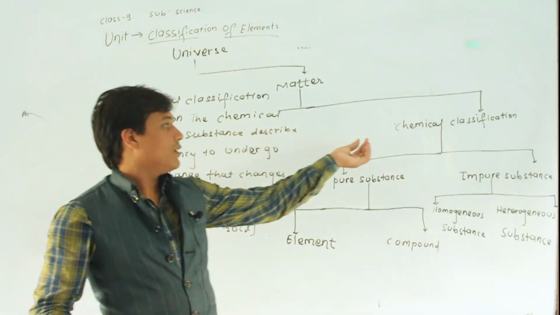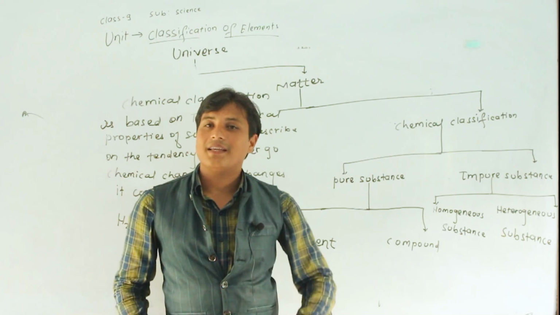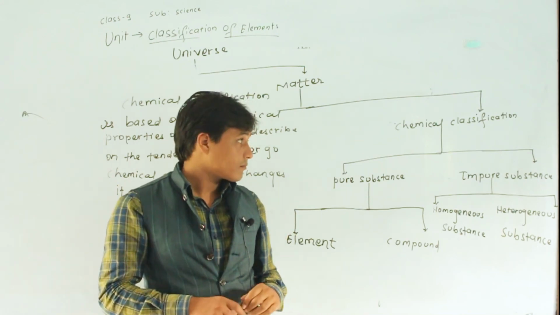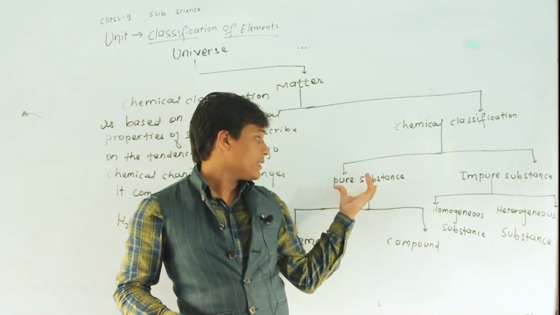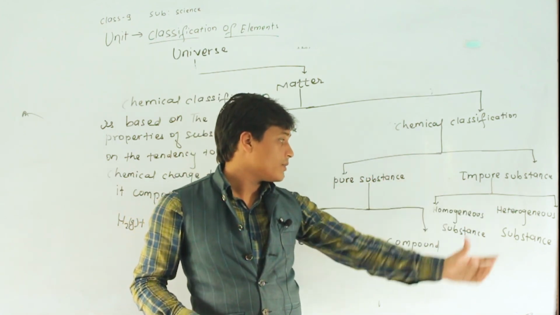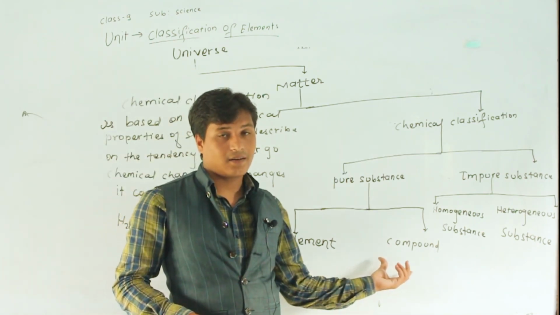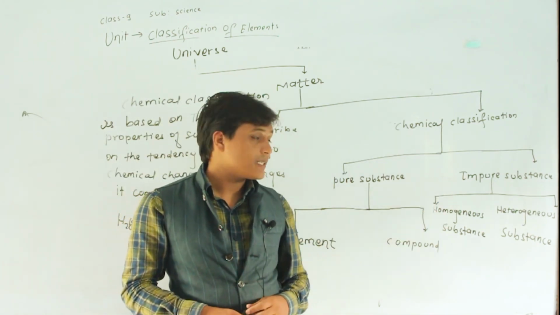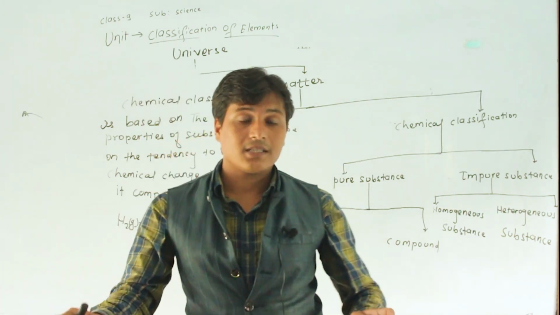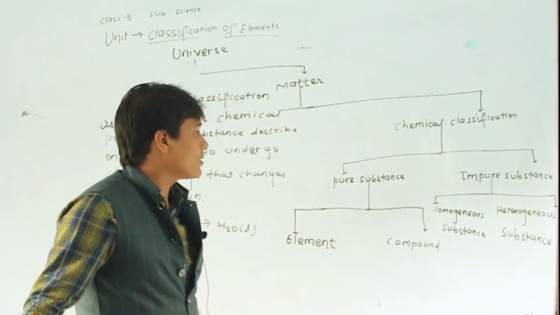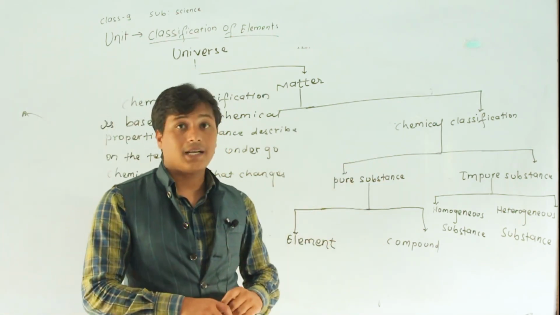So I have already explained how matter is classified chemically. In chemical classification, there are two types: pure substance and impure substance. Pure substance is element and compound. Impure substance is divided into homogeneous substance and heterogeneous substance. About that I will explain in detail in another class.